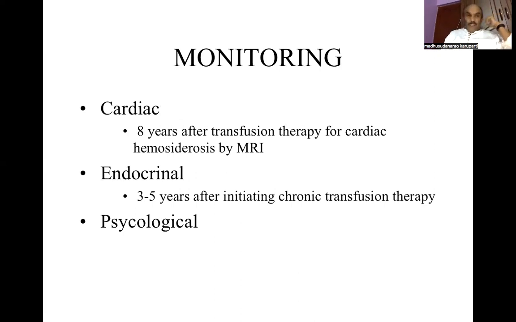While the patient is on treatment, the patient should be monitored for cardiac dysfunction secondary to the cardiac hemochromatosis, which sets in around 8 years following the transfusion therapy. The MRI of the heart will tell you the degree of hemochromatosis. Endocrinopathies in the form of hypothyroidism, diabetes mellitus, growth failure will set in around 3 to 5 years following the initiation of the chronic transfusion therapy.